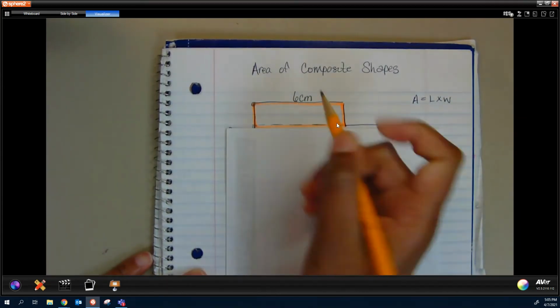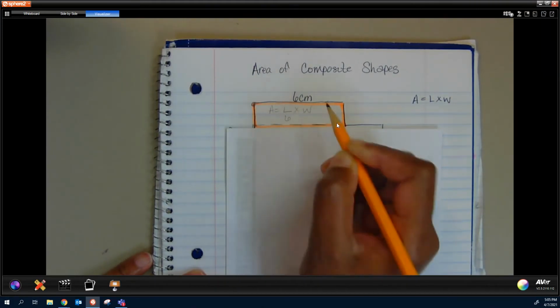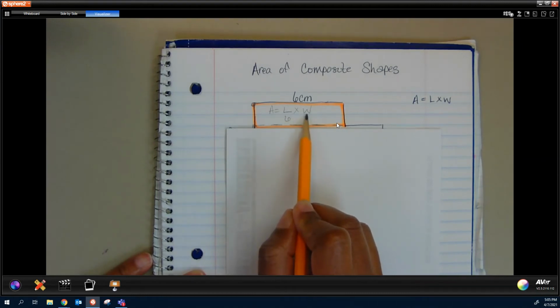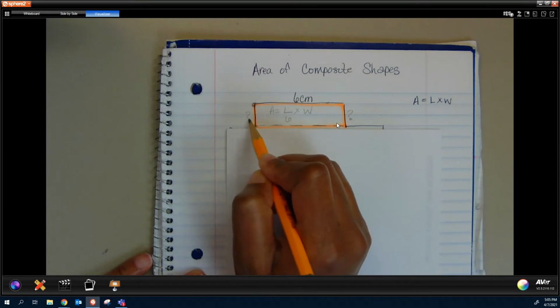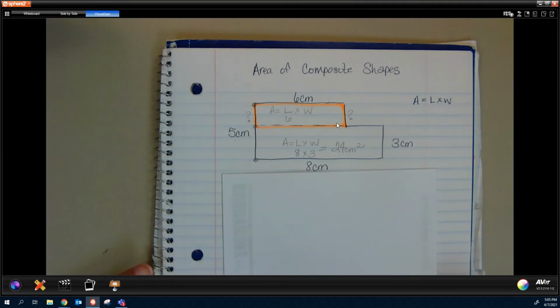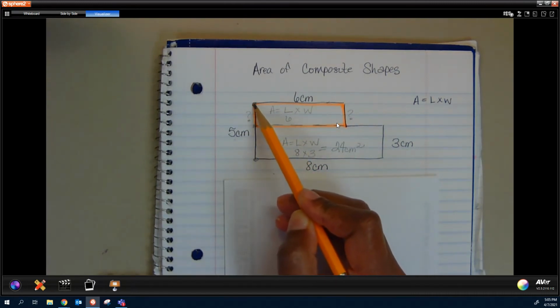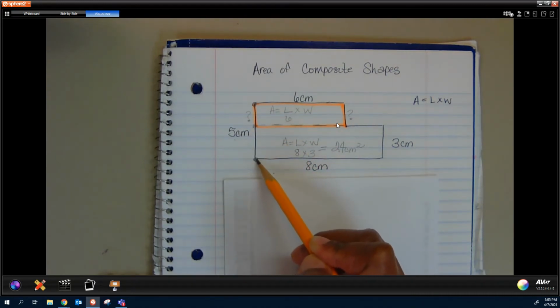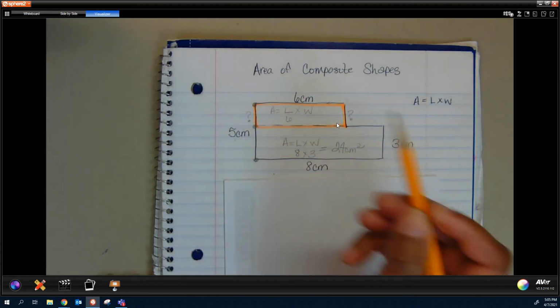Now if I look, I see that I have my length is 6 centimeters. However, I don't know my width. I need to either find this side or this side. They're going to be the same, but I have to look at the pieces of information that I have in order to solve this. You've already told me that 5 centimeters is from this distance all the way down to this distance. I don't need to go that far. I only need to go from here to here.